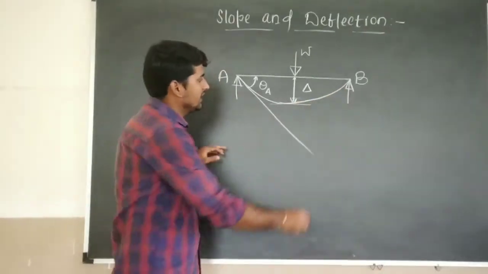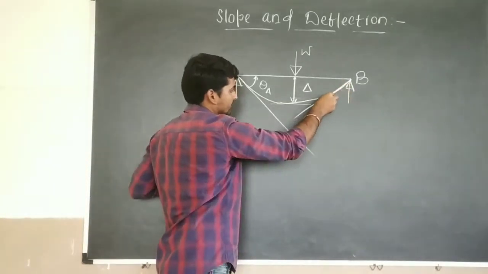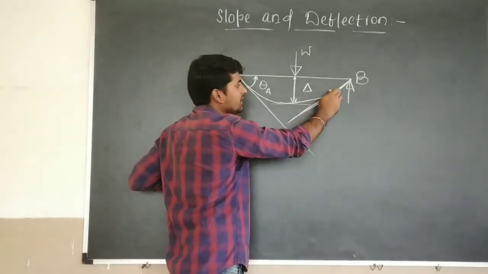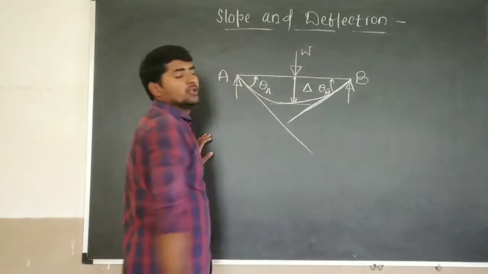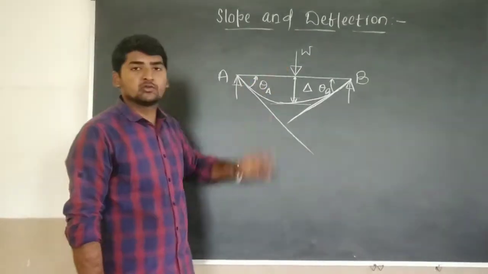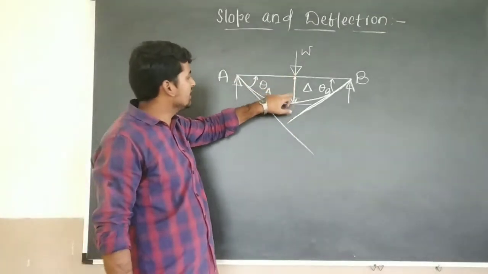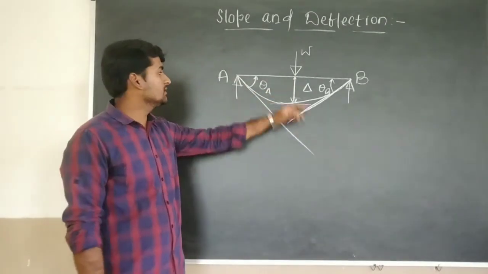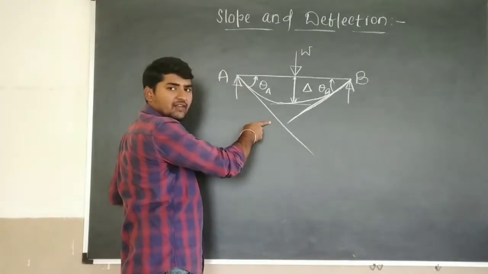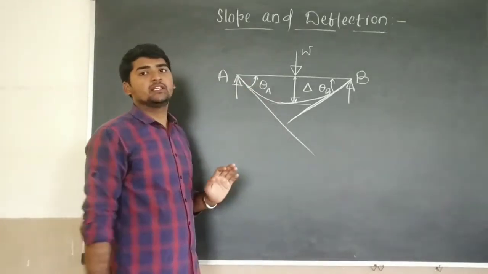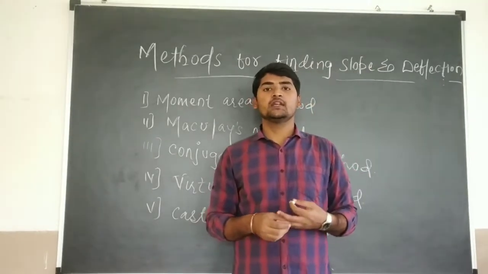Similarly, if we have to find out the slope at B, what will I do? I simply draw a tangent to this deflected shape, and the angle made by this tangent to the actual position of the beam will be the slope at B. So we have clarified slope and deflection. Basically deflection is the distance between the actual shape and the deflected shape of the beam, and the angle made by the tangent drawn to the deflected shape with the actual position of the beam is the slope.